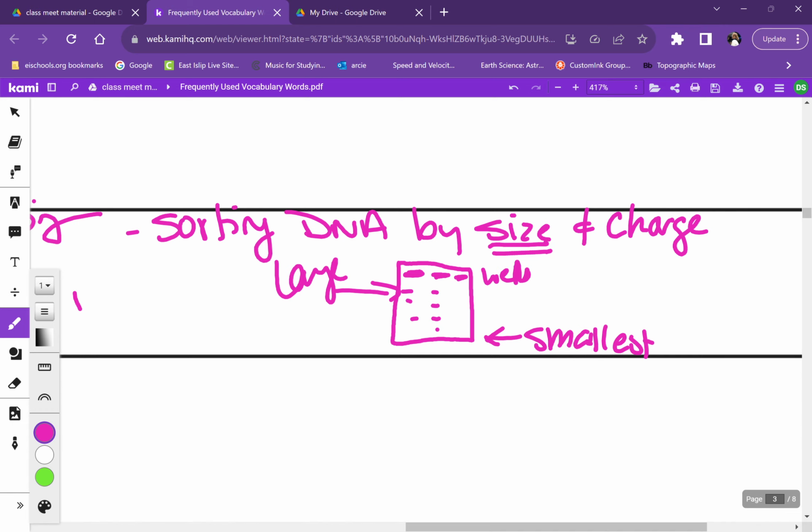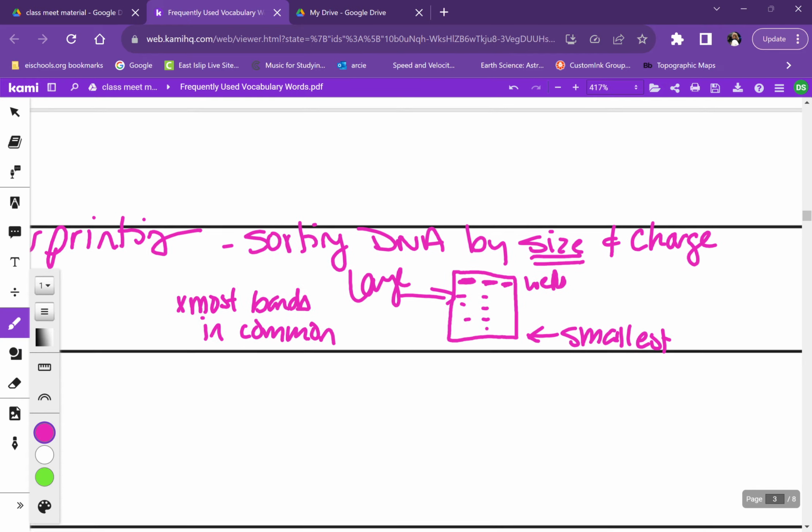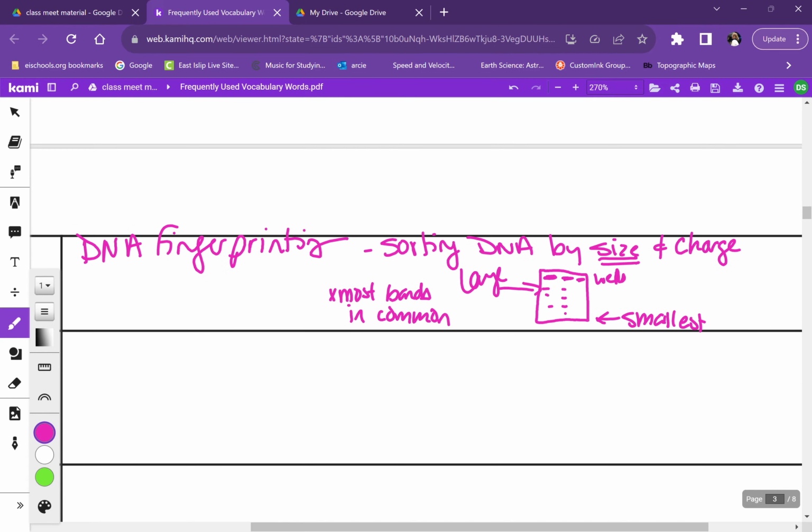And you would always say the most bands in common if you're going to be writing a short response and you need your proof to be able to show support for your answer. Species X and species Y are more closely related because they share the most bands in common. Botanus curus and species Z are related because they share the most bands in common.